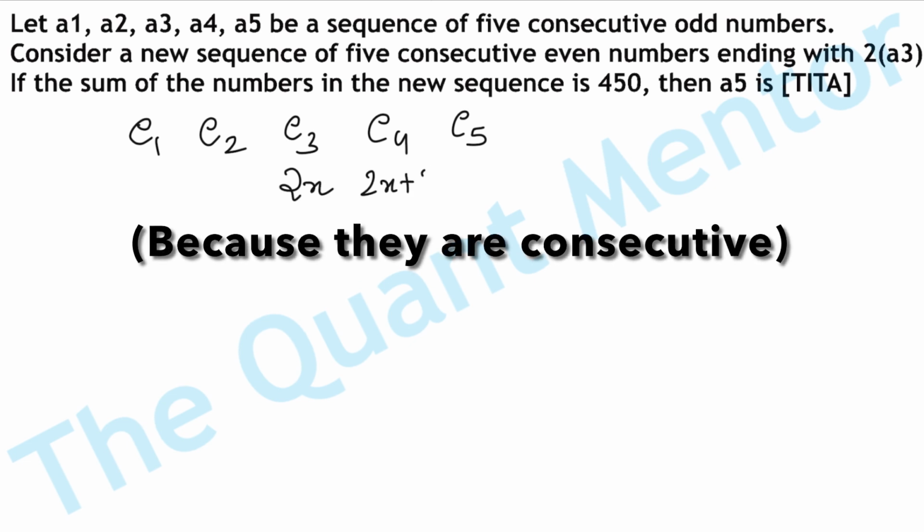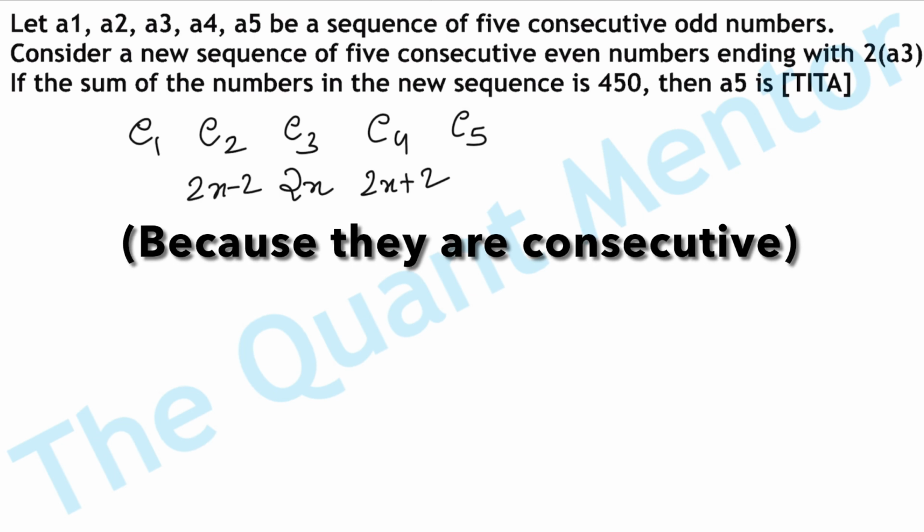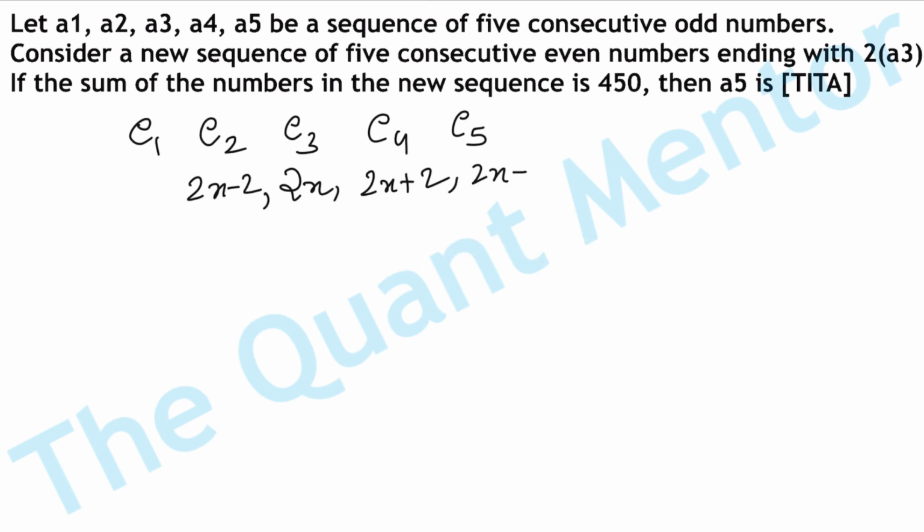E4 will be 2 more, so 2x plus 2. E2 will be 2x minus 2. Same way, E5 will be 2x plus 2 plus 2, which is 2x plus 4. Similarly, E1 will be 2x minus 2 minus 2, so 2x minus 4. This is the set of all the 5 even numbers, and the sum has been given as 450.